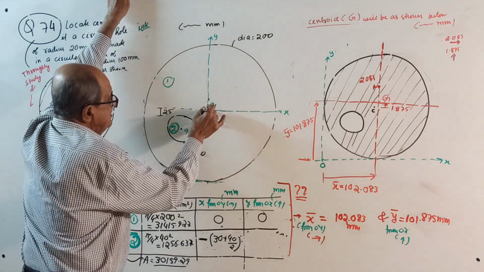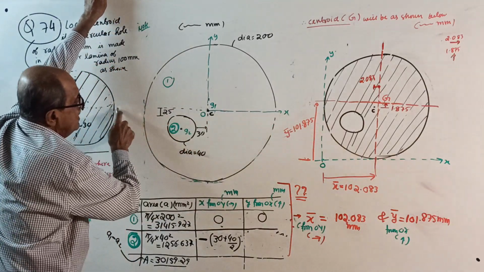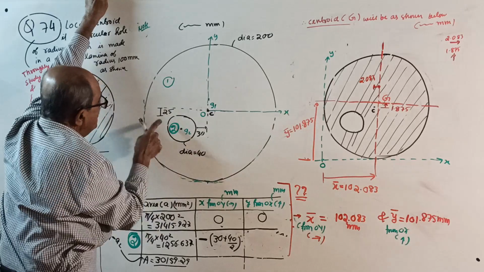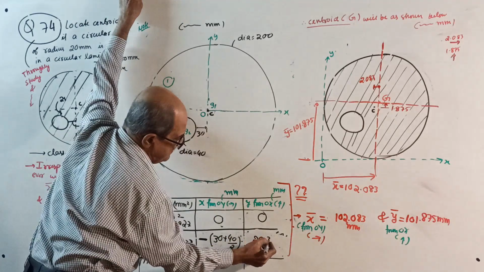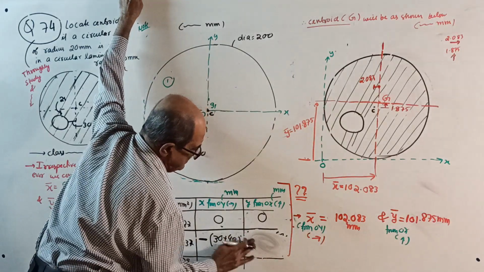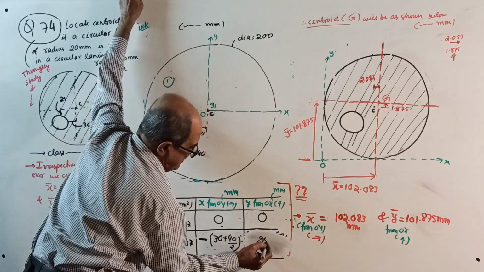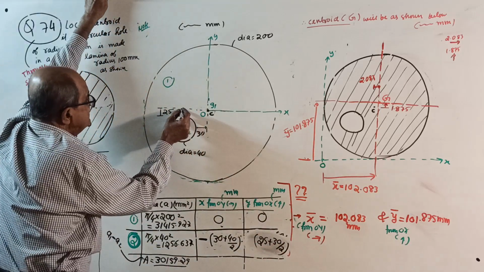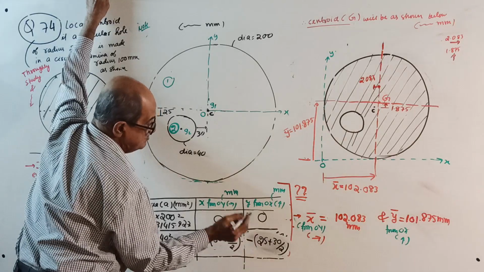G2 is here. From OX line, see, our Y is upward positive. But your G2 is below by how much? 25 plus 30 by 2. That is how this distance. Our Y is above, so you are right, minus sign here.